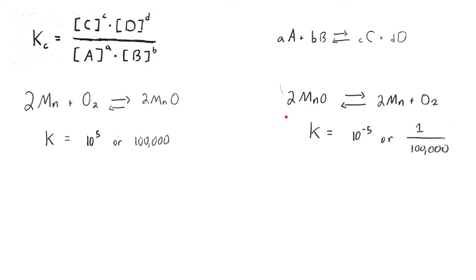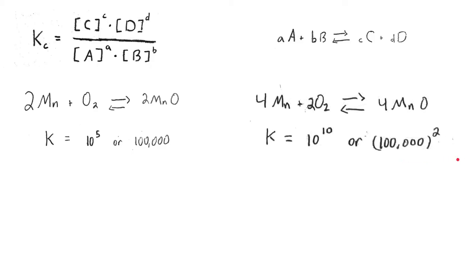From time to time, you're going to be asked about what happens to a K value of a reaction when it undergoes a certain change. You should note that reversing a reaction will cause the K value to change by the reciprocal of the original K value. The K value here is 100,000, but when we reverse the reaction, it becomes 1 over 100,000.